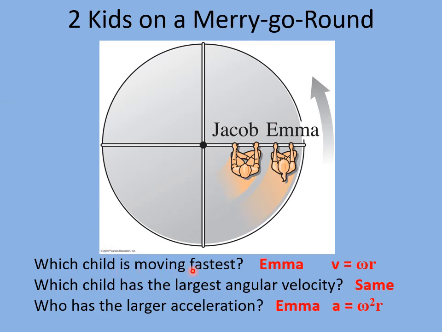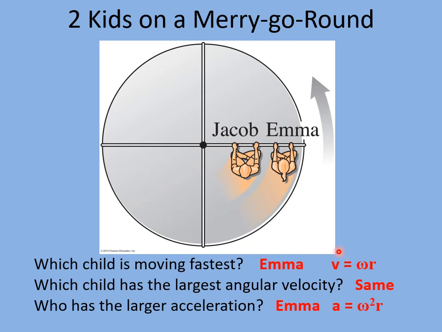So the first question is, which child is moving the fastest? Well, we can do this without really even thinking about any of the formulas or equations. Remember that they're both going to travel all the way around the circle in the same amount of time. But Emma, because she's farther from the center of the circle, is going to travel a farther distance in the same amount of time, because Emma's basically going to follow this path, I'm tracing out her path right out here. This is a larger circle. Compared to Jacob, he's just going to go around this small circle in here. So Emma covers more distance in the same time, therefore she is going faster.